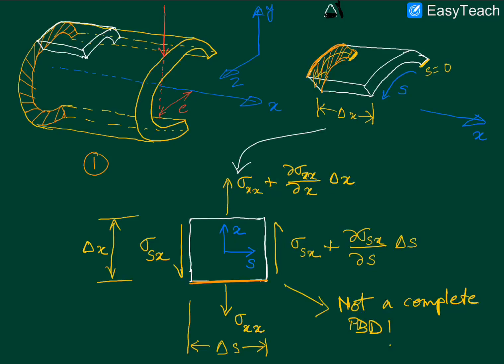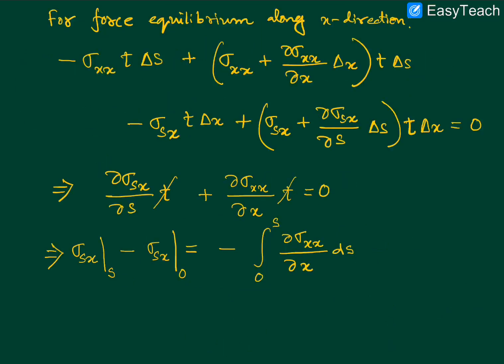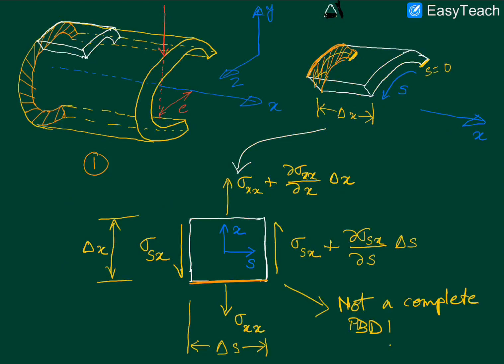Whatever we have obtained here, like sigma sx evaluated at 0, basically means the value of the sigma sx which is present here. But that is an open section, an open end, and because that is an open end, you note that that value has to be equal to 0 there.